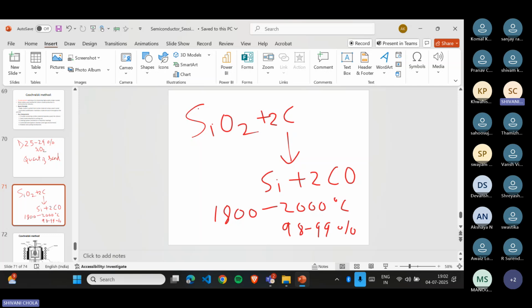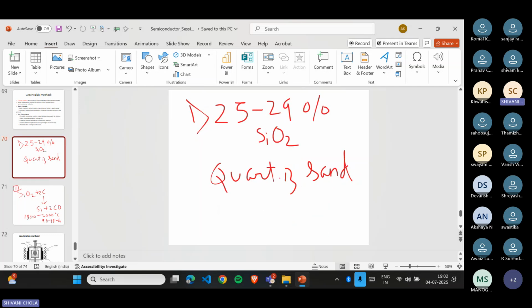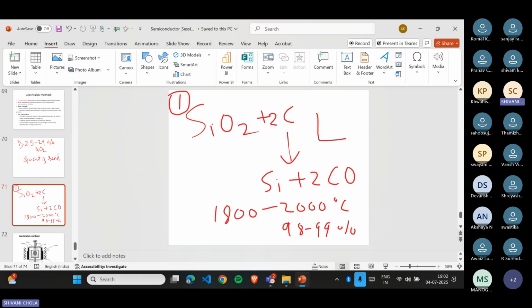Okay, so this is our first process. You collect a good quality of sand rich in silicon dioxide. You pass it into the furnace, and you add carbon. Carbon means coke, charcoal and graphite, all this stuff. You heat the whole equipment, mostly using an electric arc. And then you form silicon and also carbon monoxide. Since this gas is dangerous, it is further oxidized, but that's not our concern.